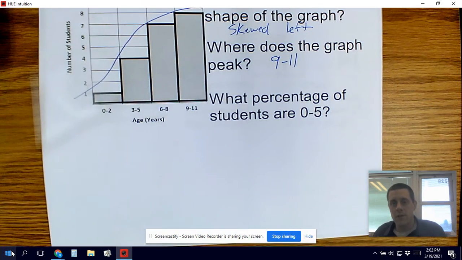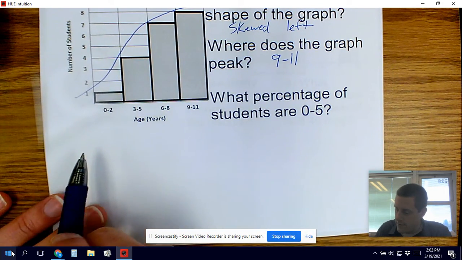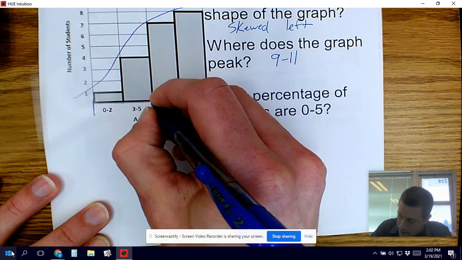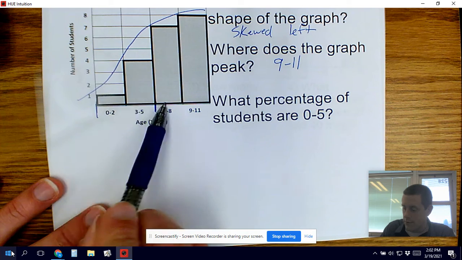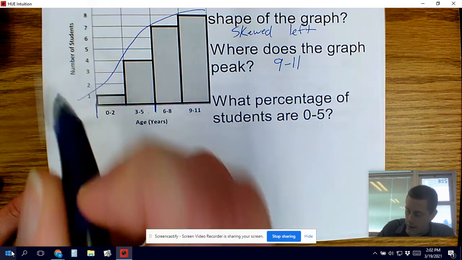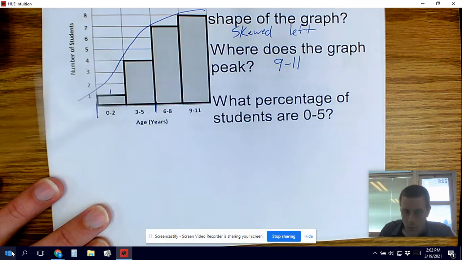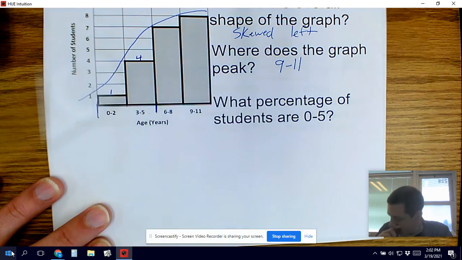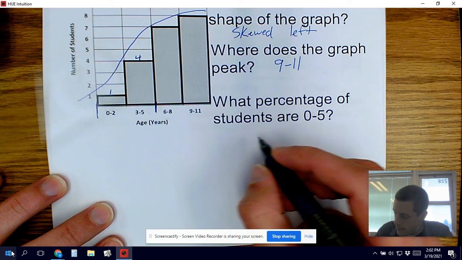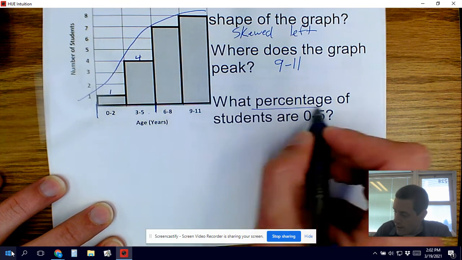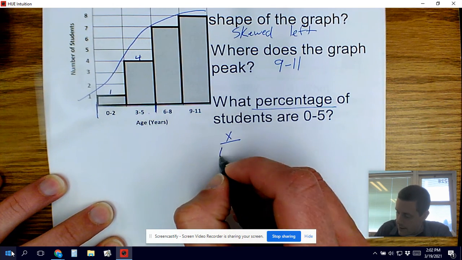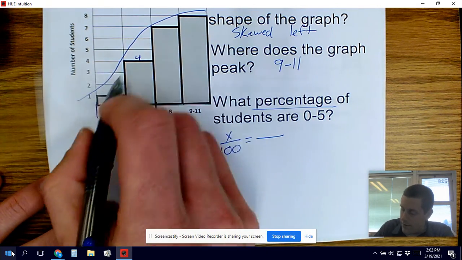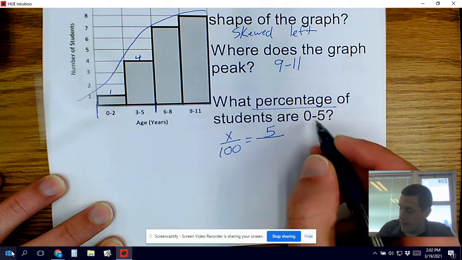And then finally, what percentage of students are 0 to 5? So looking at 0 to 5, 0 begins here, and 5 runs all the way up here. So we're actually covering 2 intervals to get 0 to 5. Well, from 0 to 2, there was 1. 3 to 5, there were 4. That gives me a total of 5 in that interval. So we are looking for an unknown percentage. All percentages out of 100. 5 total people are between the ages of 0 to 5.